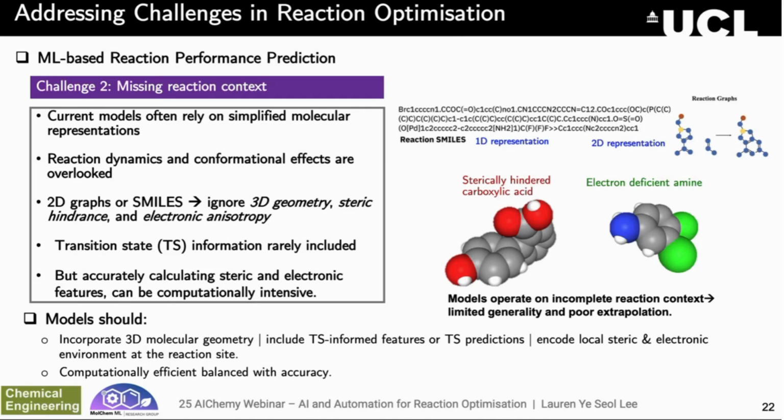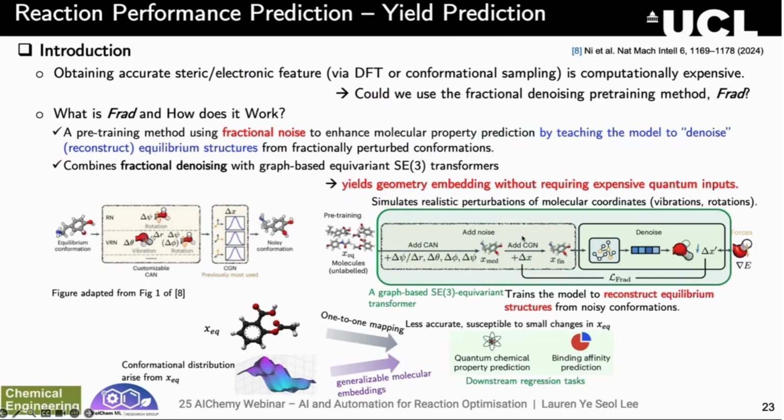To address the issue, we have worked on several studies. Let's start with the development of a reaction yield prediction model. To capture the steric and electronic features efficiently, we explored whether we can use the so-called Frad method, a fractional denoising molecular pre-training method developed by Ni et al. Frad, by the way, perturbs the equilibrium geometry with realistic noise like rotations and vibrations, and trains a model to denoise back to the equilibrium conformations.